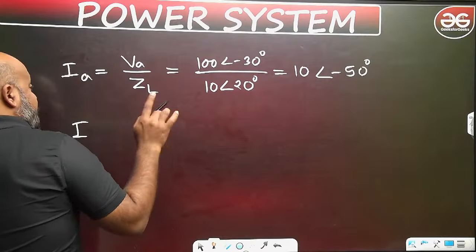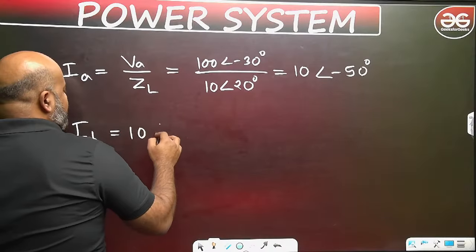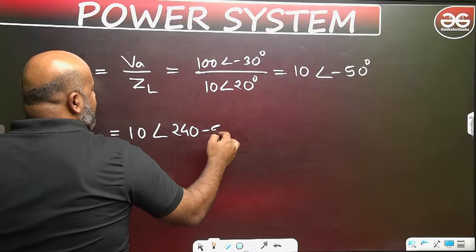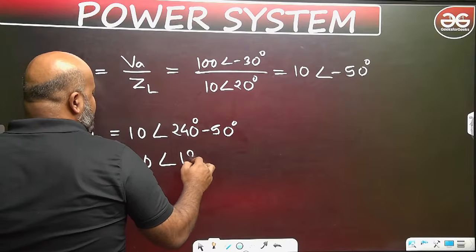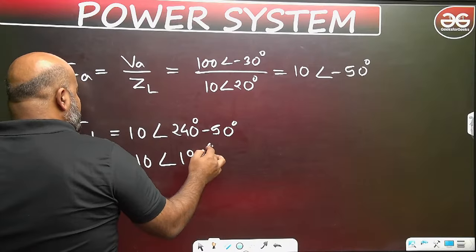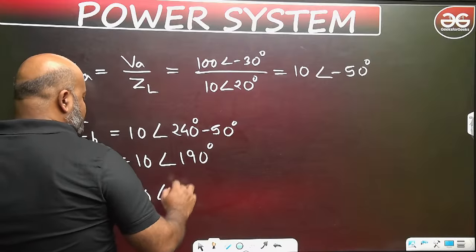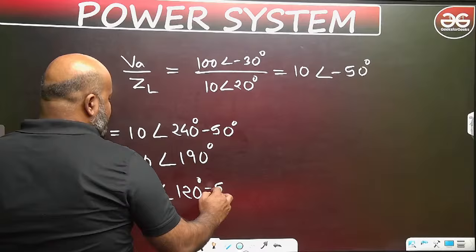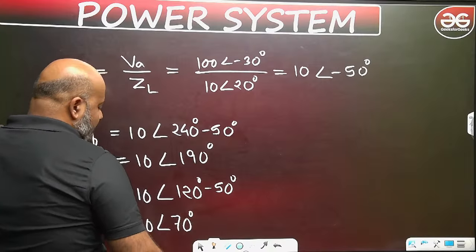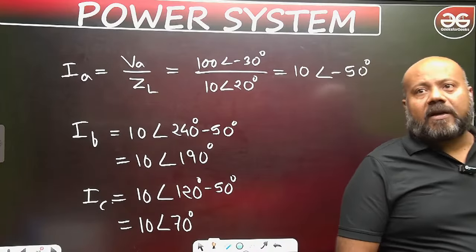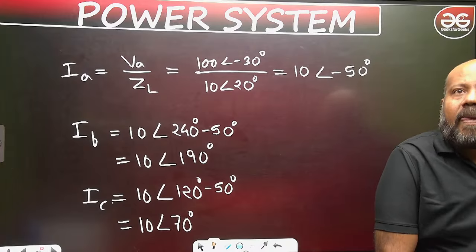If you know IA and it is a balanced one, then you can write IB. For IB you add 240, so it is 240 minus 50, and it becomes 10 angle 190. What is IC? Magnitude same, 10. Adding 120, it is 120 degree minus 50 degree, so it becomes 10 angle 70 degree. So you have calculated the line phase currents. Are you getting this, everyone?